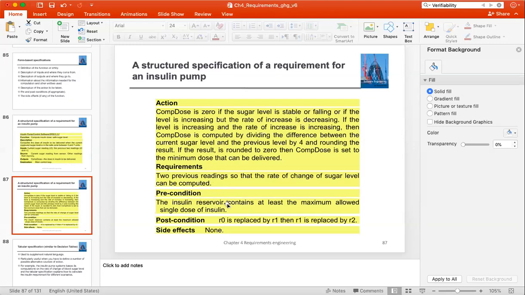And here the precondition is about what is needed before the pump is actually activated. Obviously, the insulin reservoir needs to contain at least the maximum allowed single dose of this medication. And then there's a postcondition, because you put the new rate instead of one of the two readings. Yeah, so just shifting. It's like a rolling average or rolling readings of the patient's blood sugar level. Do you see what I mean?